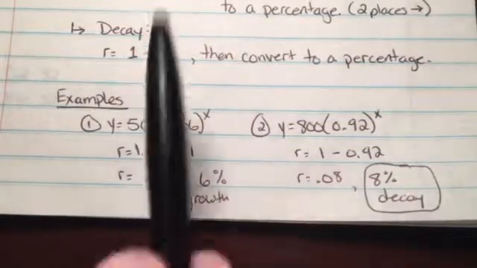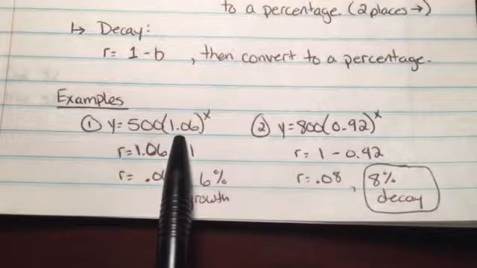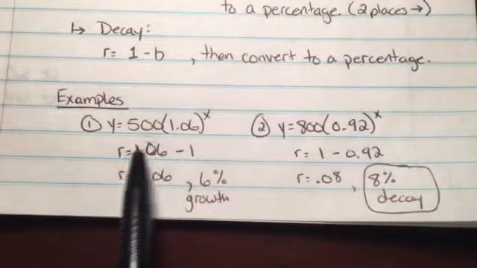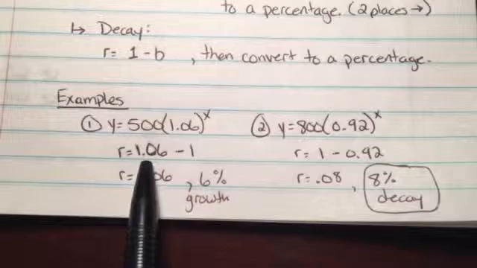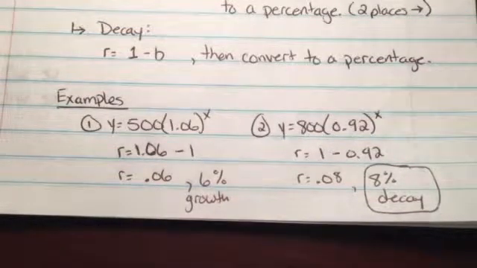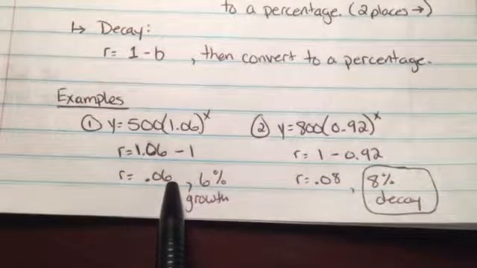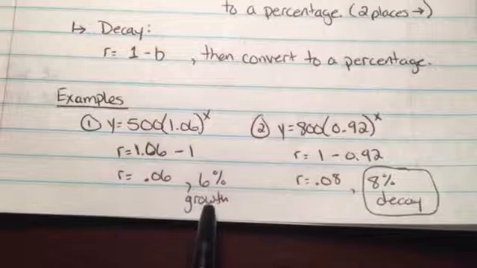We use the same 2 functions that we did up top. All right. The b value here is 1.06, so if we're trying to figure out the rate, we say 1.06 minus 1. We get 0.06, and then you just bump that decimal over 2 spaces to the right. That would give you a 6% growth.